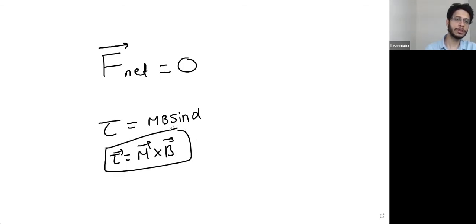Now, if you remember chapter number 1, we have done similar calculations with electric dipole. Net force on the electric dipole was 0. The torque acting on the electric dipole is pE sin alpha or pE sin theta. The results are same. Instead of the electric dipole moment, here we are using magnetic dipole moment. Instead of electric field that we have used in chapter number 1, we are using magnetic field.